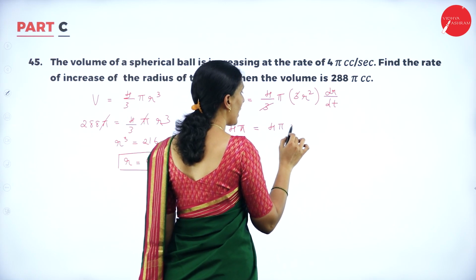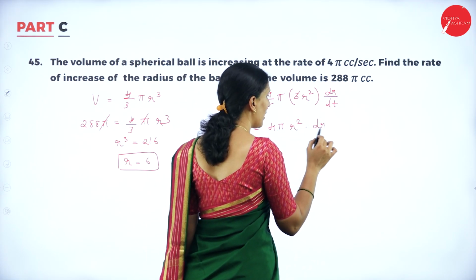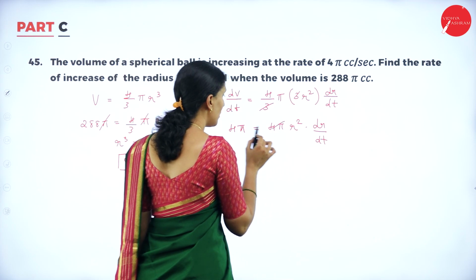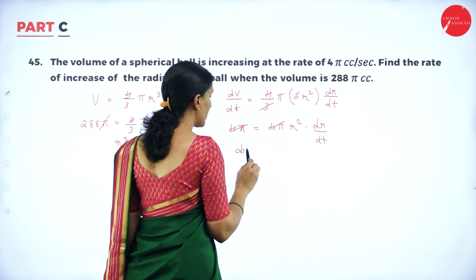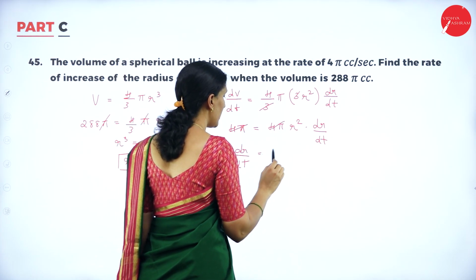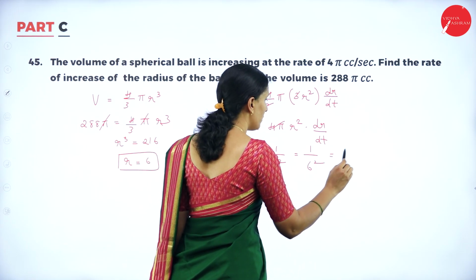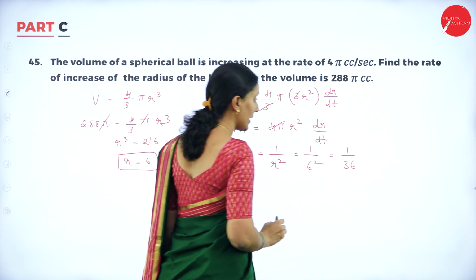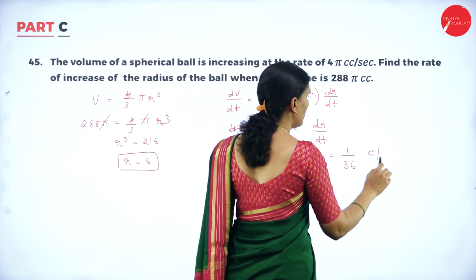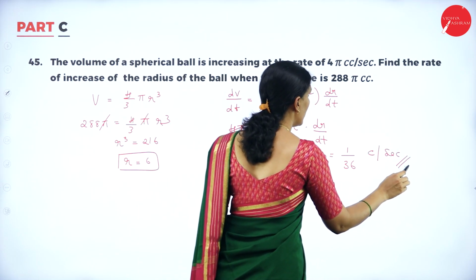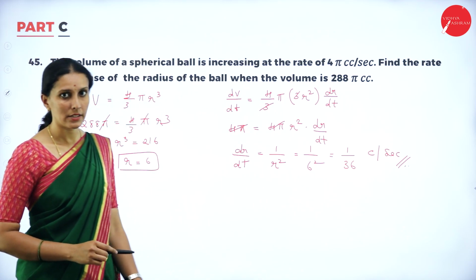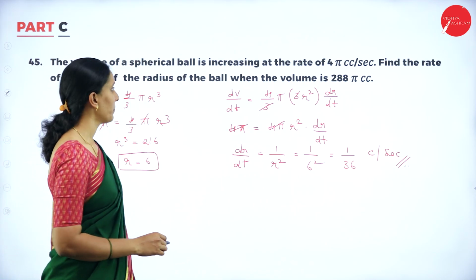We have 4 pi r square into dr by dt. We can cancel 4 pi. So we get dr by dt is equal to 1 by r square. So that is 1 by 6 square, which is equal to 1 by 36 centimeter per second. So this is the change in the radius of a given spherical ball.